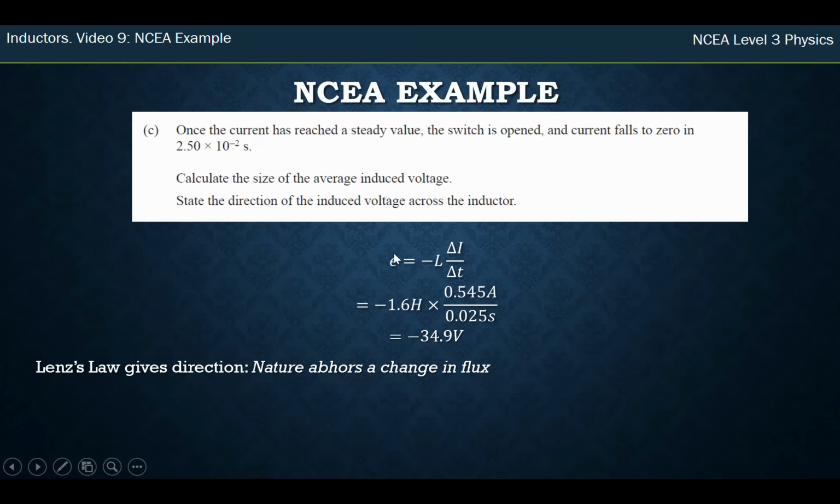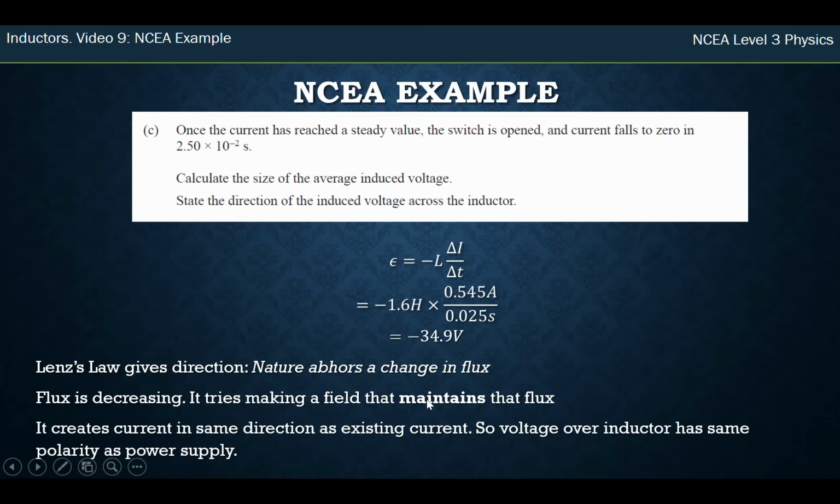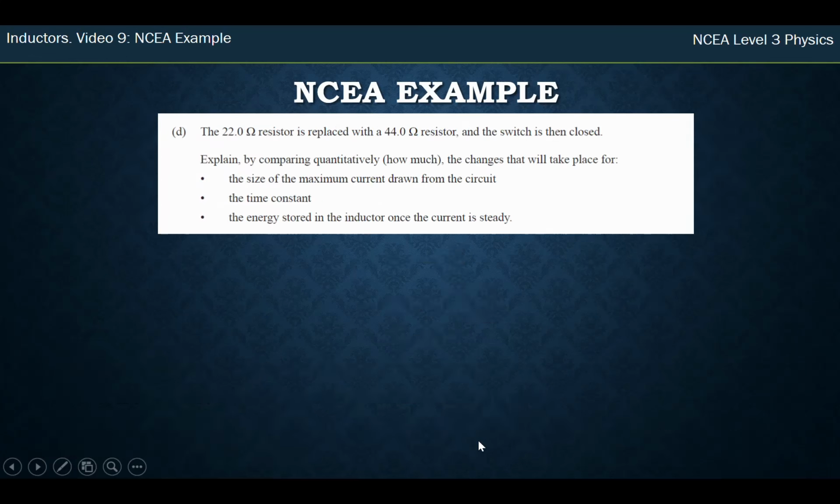Let's look at Lenz's law. The first one is Faraday's law, which calculates the voltage. Lenz's law tells you the direction of the current, and it says nature abhors a change in flux. So how's the flux changing? Well, it's decreasing. It's going from full field to nothing, and it doesn't like that change in flux. So it tries to make a field that maintains that flux. It's trying to make a field in the same direction as the field that's already disappearing. So if it's trying to make that same field, it's making current in that same direction. To do that, the voltage is going in the same direction, or the same polarity, as the battery or the power supply. That was also worth a merit, I guess one for the answer and one for the direction.